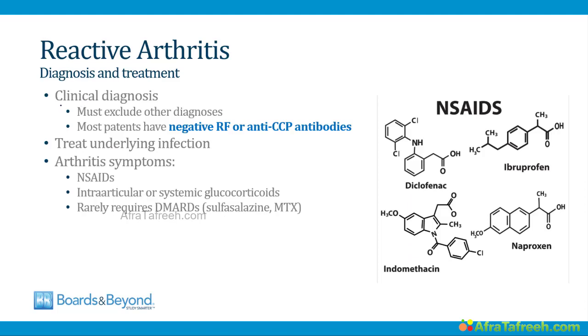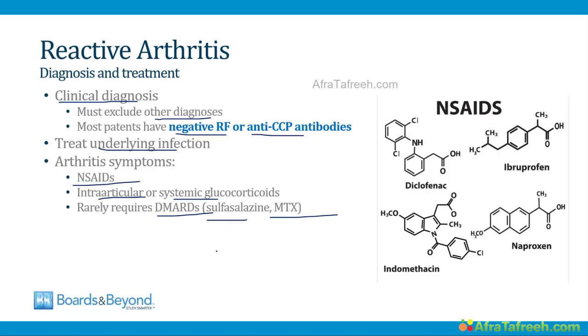Reactive arthritis is a clinical diagnosis when arthritis develops following an infection. You have to exclude other conditions. Importantly, patients should have a negative rheumatoid factor and anti-CCP antibodies. These things are usually seen in rheumatoid arthritis. And then the mainstay of treatment is to treat the underlying infection. For the arthritis symptoms, NSAIDs can be used, or intra-articular or systemic glucocorticoids. And then in very rare cases, DMARDs are used, drugs like sulfasalazine and methotrexate. And that concludes our module on seronegative spondyloarthritis.